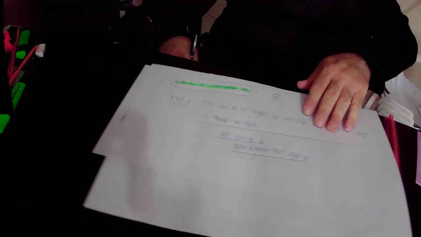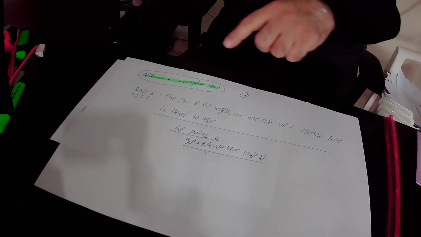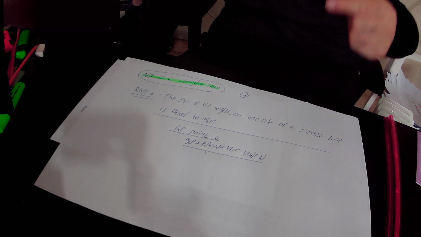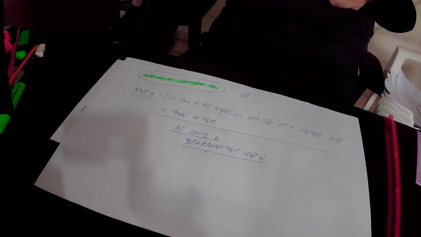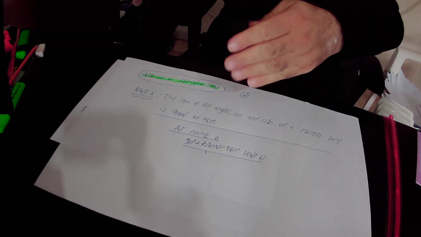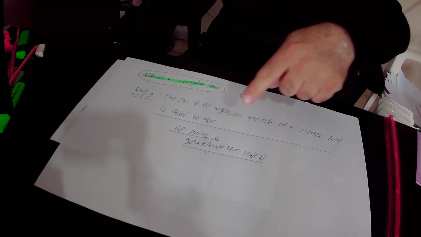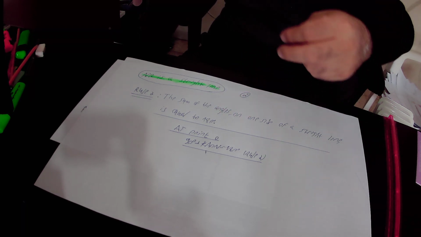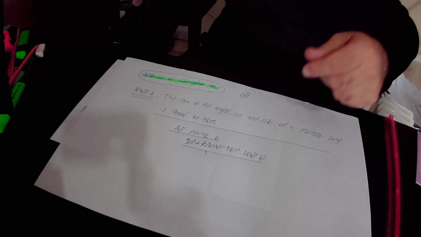I repeat again. On the upper side of the straight line NQ at point O, the sum of the angles must be equal to 180 degrees according to rule number 2. So which angles do we have at point O on the upper side of NQ? We have 90 degrees, and we also have angle AON. In total, the sum of those two angles must be equal to 180 degrees according to rule number 2.